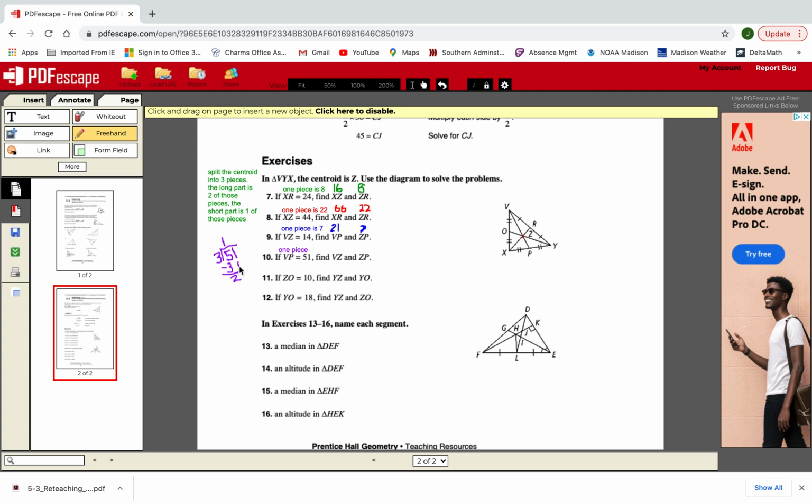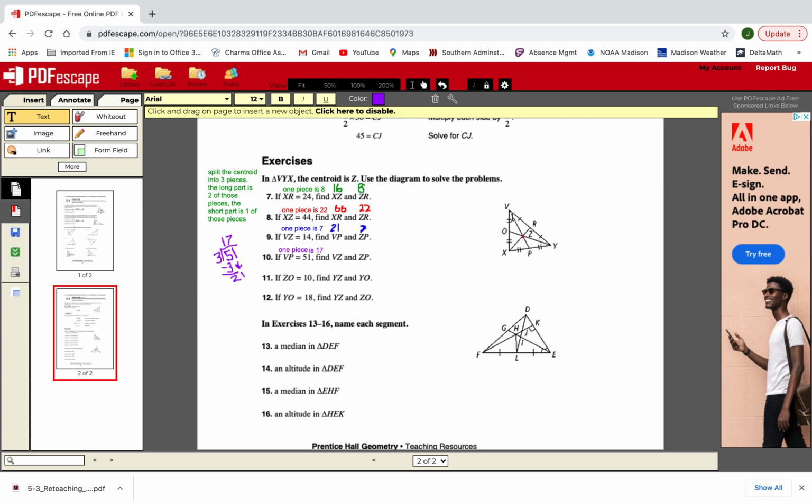Bring down your 1. And 3 goes into 21 7 times evenly, and then 7 times 3 is 21. Then you subtract and you get 0. So that tells us that 1 piece is 17.